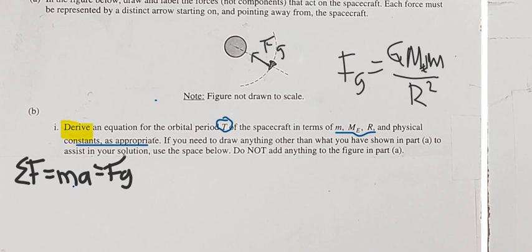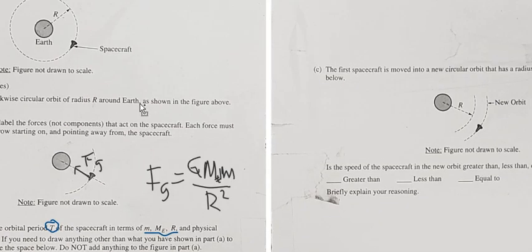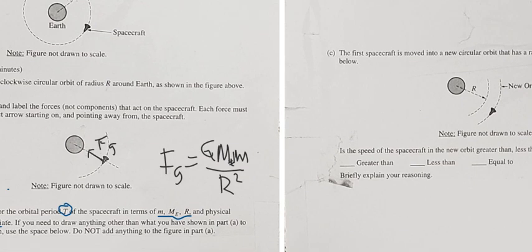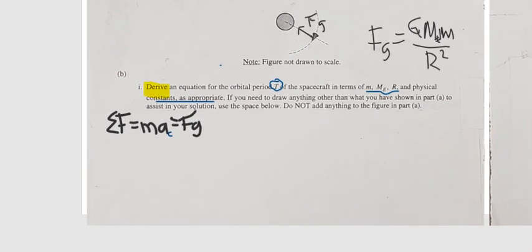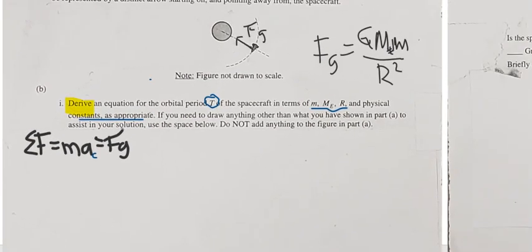Well, let's go ahead and break this down. I know this would be centripetal acceleration because it's in uniform circular motion. The force is directed towards the center. And I also know I've already written that equation for F sub G. So let me just go ahead and set these 2 things equal to each other.